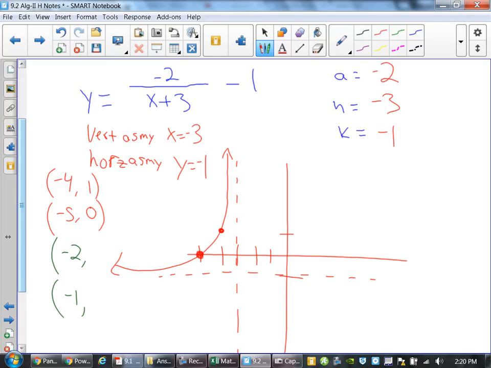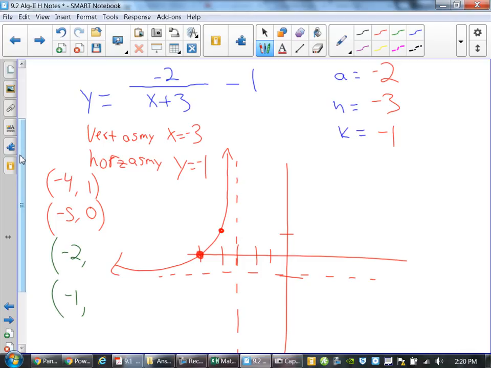Yes, ma'am. How did you find the... The vertical asymptote's always at 0 of the denominator. Horizontal asymptote's always the k value. It's the h and k.